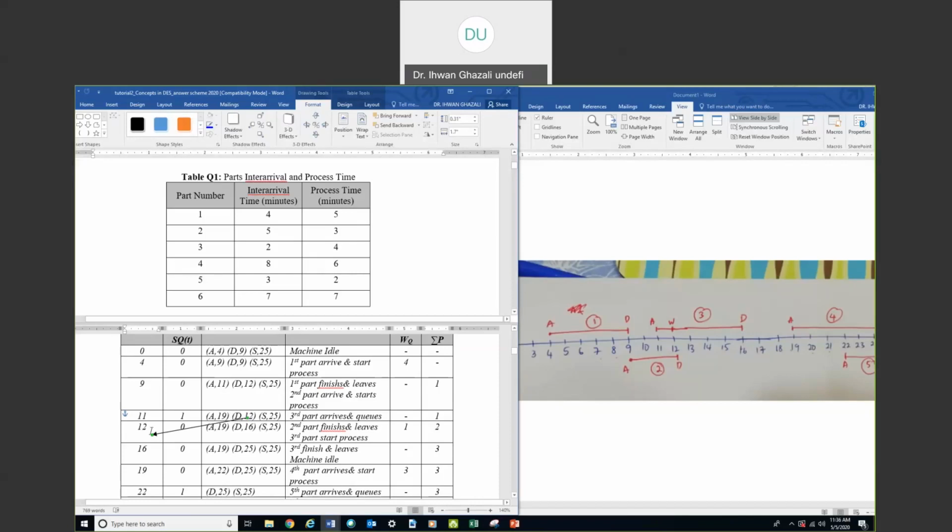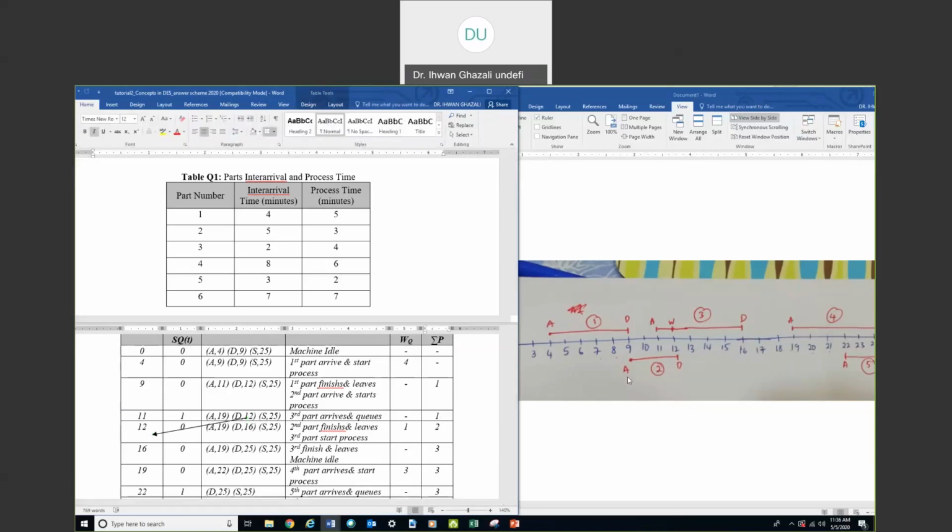Okay, we continue. Hope you understand. Okay, here part two already finished. So this one is already one part finished. Okay, now we go to the next one, this one is 12. Okay, 12 here. And the arrival for the next activity is for part 4.